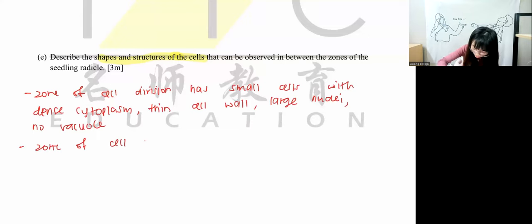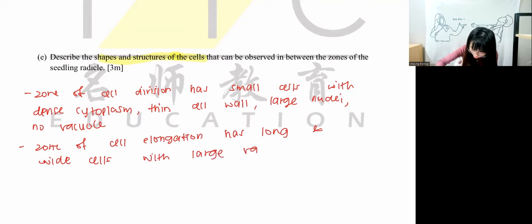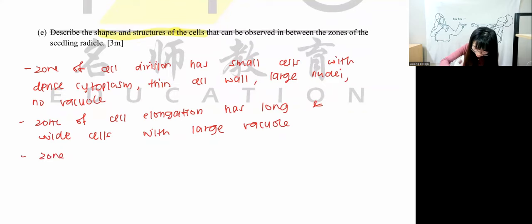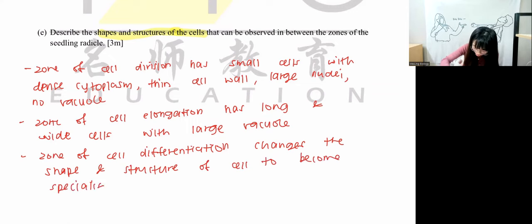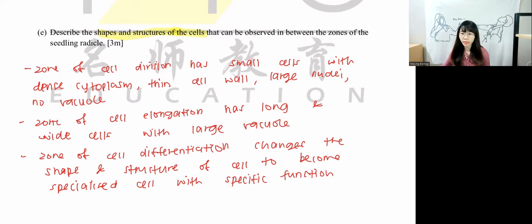Zone of cell elongation has long and wide cell with large vacuole. Zone of cell differentiation changes the shape and structure of cell to become specialized cell with specific function.